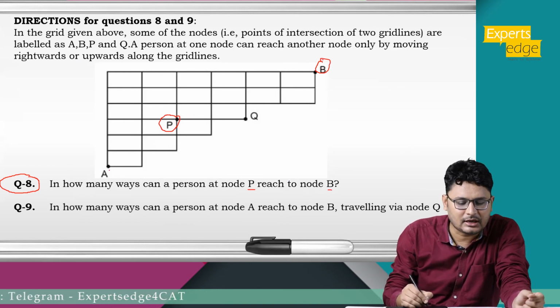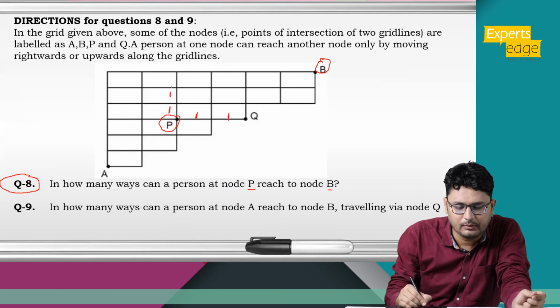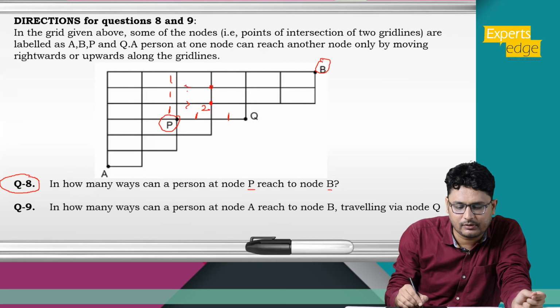From P, so don't start from A, right, from P. So here it would be 1, here it would be 1, here also 1, 1 and 1. So at this point it would be how much? 1 from here, 1 from here, it would be 2. At this point it would be 1 from here, 2 from here, it would be 3. At this point it would be 4.